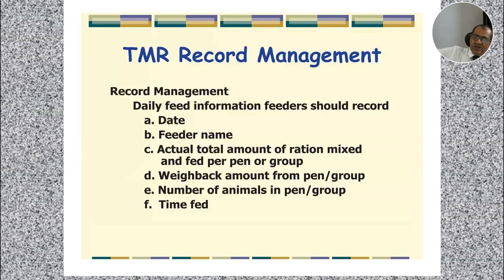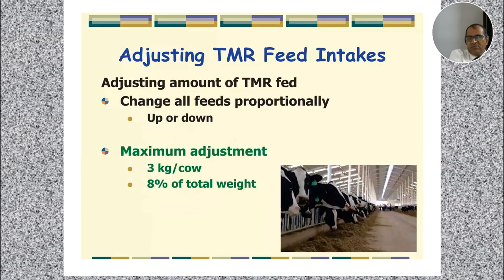Then the TMR record should be properly managed with the date, feeder name, the actual total amount of the ration mixed and fed per pen or group, then the weigh-back amount from the pen after the feeding is over, and the number of animals in the pen or group, also the time of the feeding. All this needs to be recorded while properly managing the TMR ration.